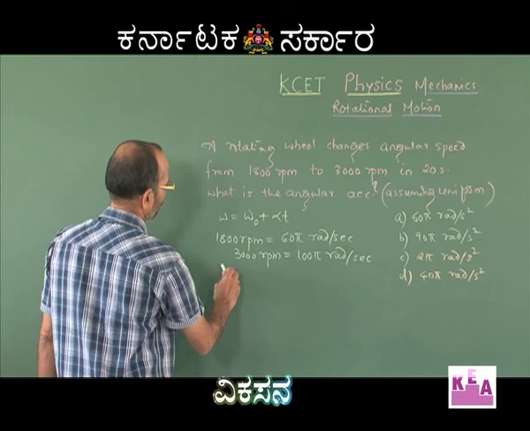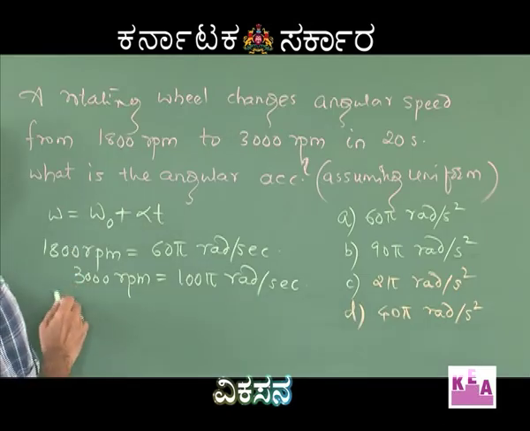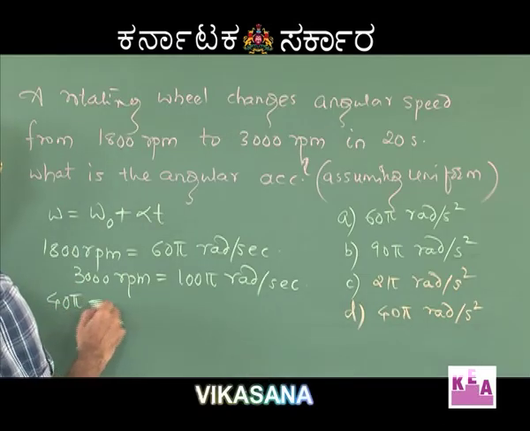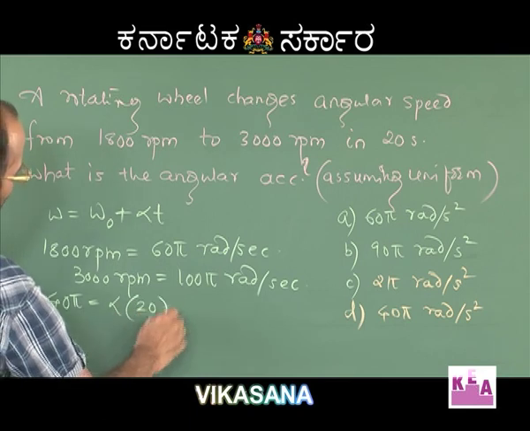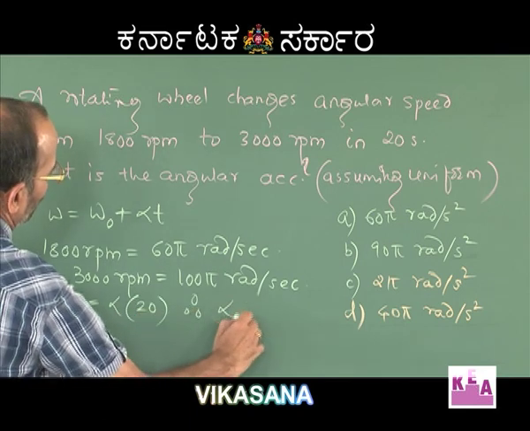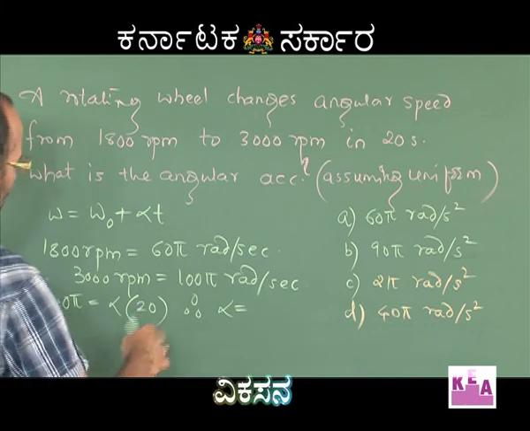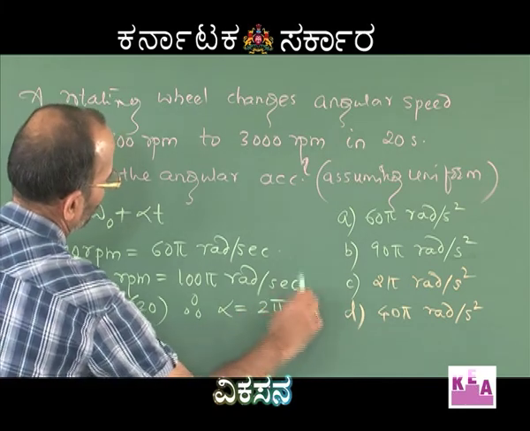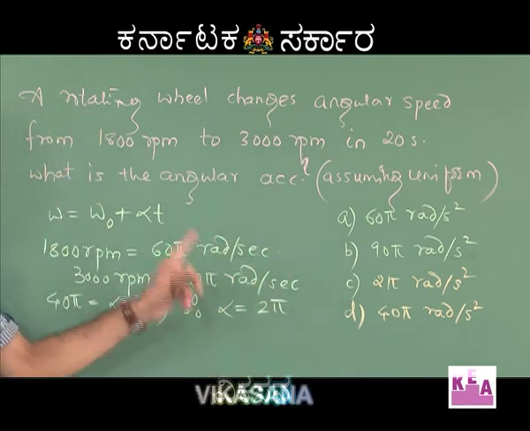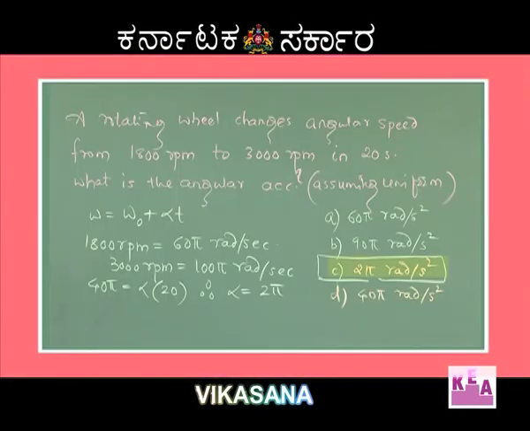So, what you get is 100 pi minus 60 pi would make it 40 pi is equal to alpha, time taken is 20 seconds. Therefore, alpha is 40 pi by 20, which is nothing but 2 pi radians per second square. So, that makes the third option perfectly correct. So, C option is correct there.